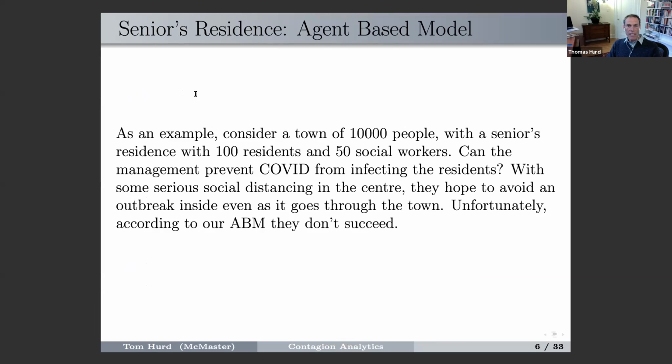So let me just motivate everything. I have this example. My mother lives in a seniors residence. She's very healthy. It's in a town of about 10,000 people. There's 100 residents in this seniors residence and 50 workers. So what kind of strategy would the management undertake to prevent infection of the residents? Well, there's got to be some serious social distancing in the residence center. But if the disease takes off in the town, how can they hope to avoid an outbreak inside? Well, unfortunately, according to our agent-based model, with a strategy that seemed plausibly strong, they didn't succeed.